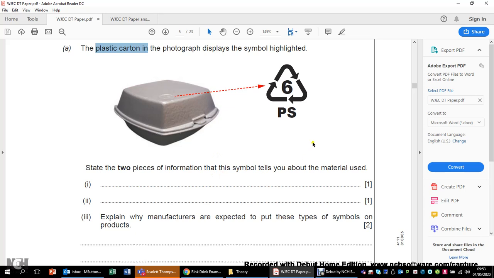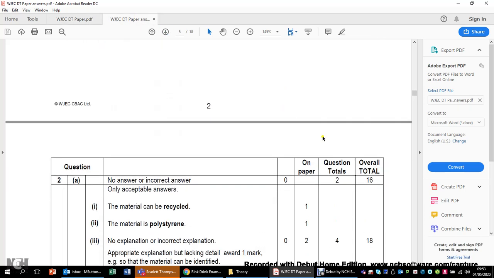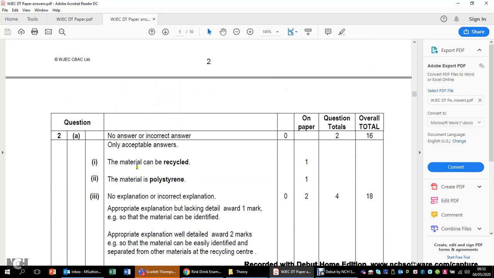Well, you've got here the fact that it's recyclable, so you know it is one of those materials that can be recycled. That it's number 6 on the SPI codes could be another bit of information. And the name of it, the polystyrene. See what they say about it on the answer paper. The material can be recycled. The material is polystyrene. No explanation or incorrect explanation for the third part, so we'll have a look at that one.